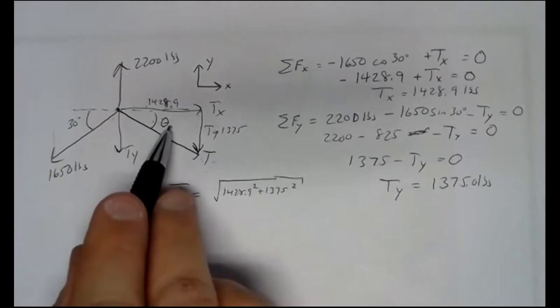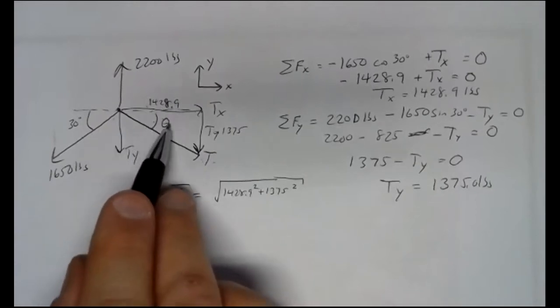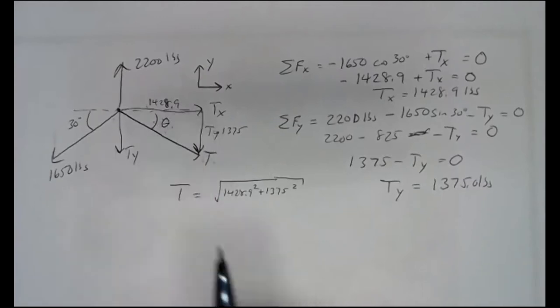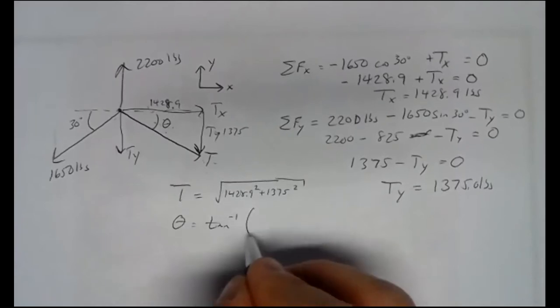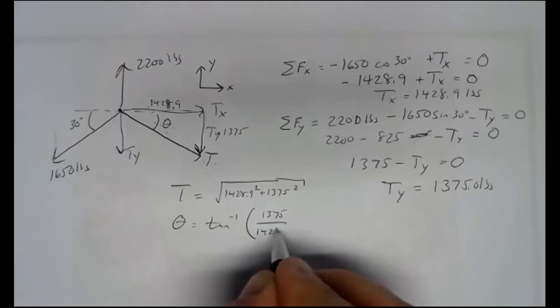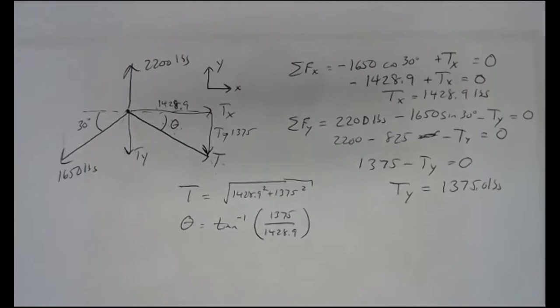The angle is the inverse tangent of opposite over adjacent. And make sure you're specifying the angle that they're asking for. Don't go to vertical if they are asking for horizontal and vice versa. So opposite over adjacent. The angle will be the inverse tangent of 1375 over 1428.9, and whatever that works out to be. That's the basic setup on that problem.